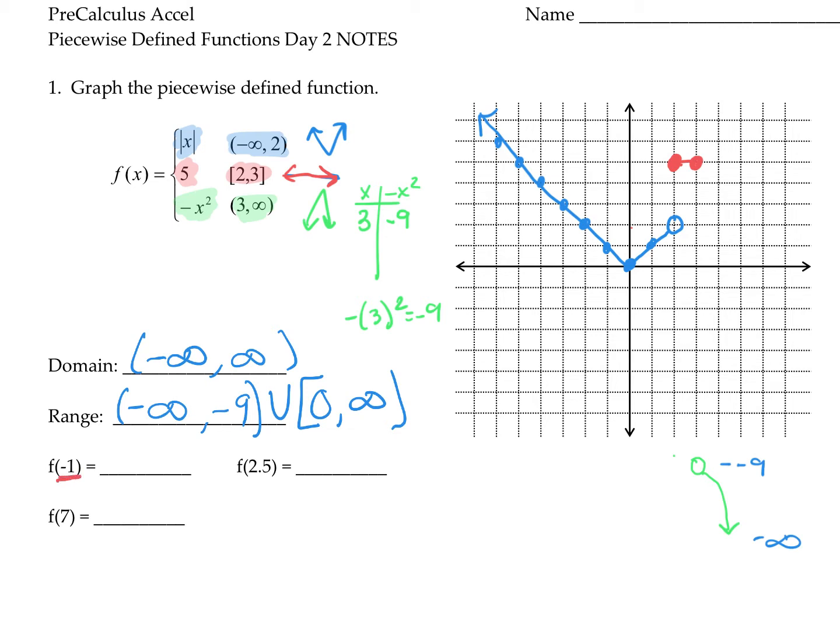At negative 1, you could either use your graph or use the equation, but negative 1 would go into the absolute value, so negative 1 would be 1. 2.5 would go into between 2 and 3, so the answer would just be 5. 7 would go into the negative x squared, so again, that would be negative 7 squared, so it would be negative 49.